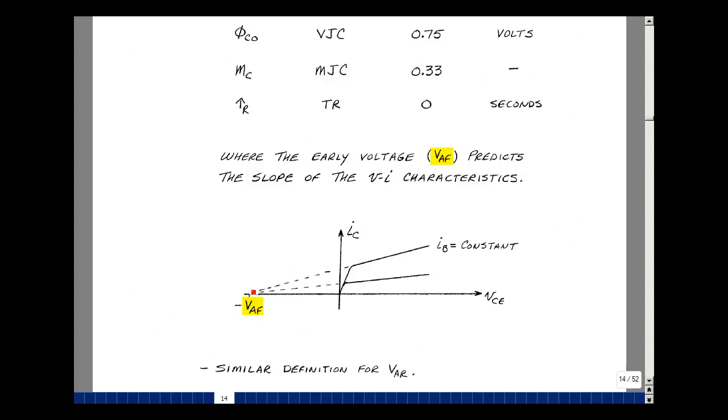This is referred to as VAF in SPICE. VAF is actually a positive number, but it's shown here with a minus sign added to it. There's a similar definition for VAR when you're plotting curves in this third quadrant, and you have a slope associated with them, and they actually have a focal point here between the first and the fourth quadrant.